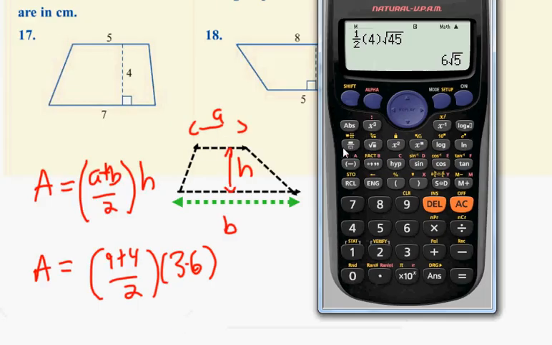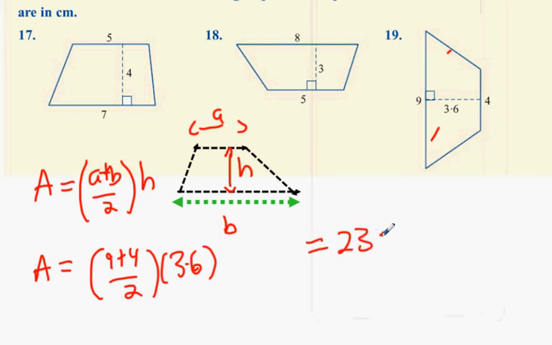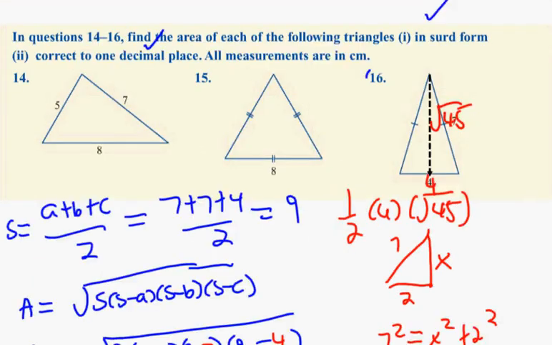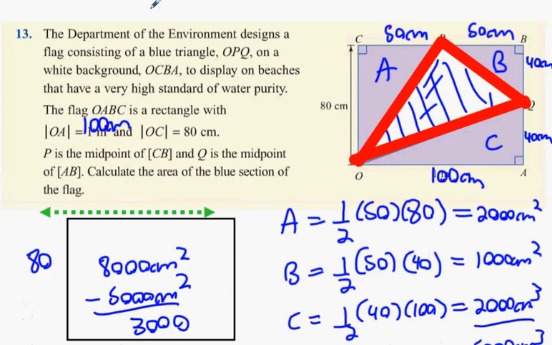If you're doing that in the calculator, press the fraction button first. And then over 2. I need brackets on the outside. So bracket there, and then multiply by 3.6. And easy enough. 23.4, anybody? Okay. That's 23.4. I did 19, 16, 19, and what other ones? 13, 16, 19? Okay.